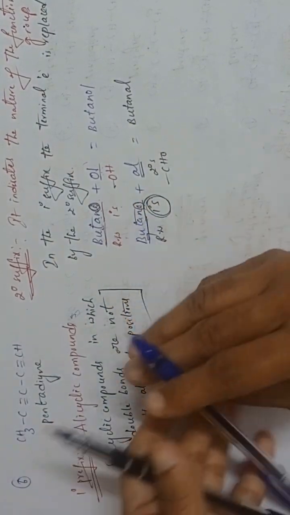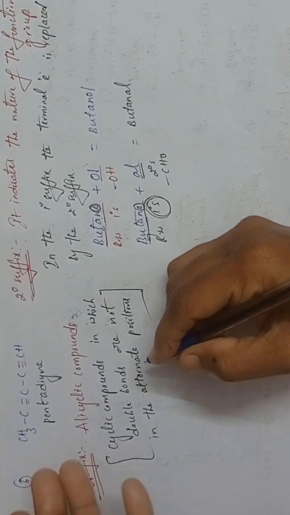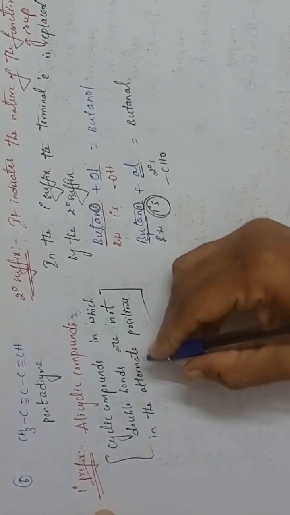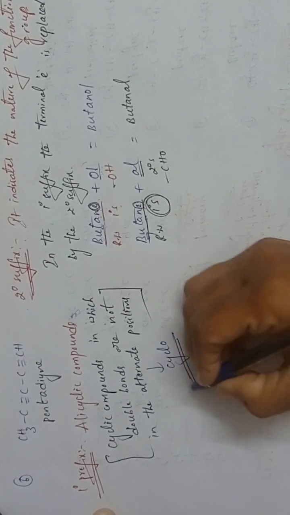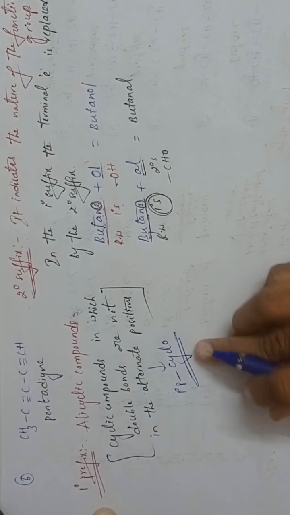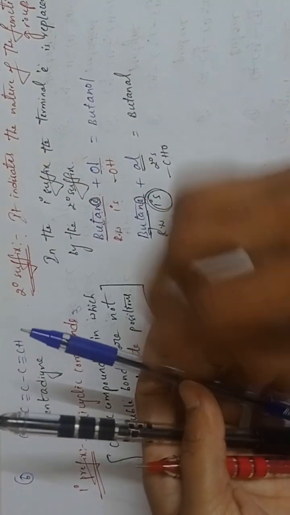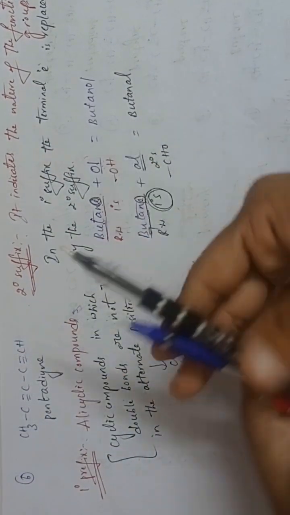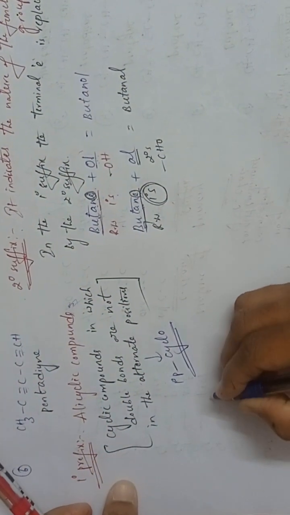It is always cyclo, students. If the given compound is a closed chain structure, we have to use the prefix cyclo. What is the primary prefix, students? Cyclo. Cyclo we have to use. Now see here examples. Example: closed chain compounds.